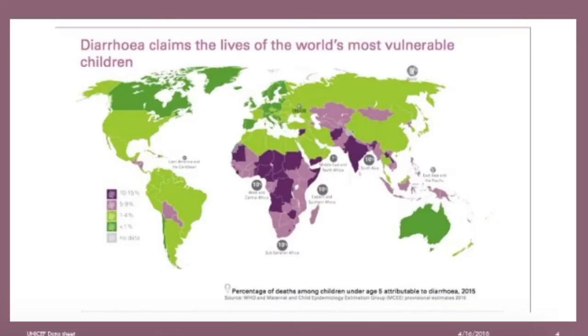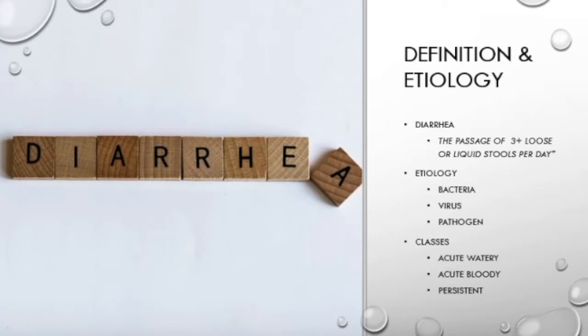Diarrhea is the second leading cause of death in children under age 5 worldwide. Children in developing countries are at a greater risk of developing diarrhea, yet they receive lesser quality health care. Diarrhea is defined as the passage of 3 or more loose, liquidy stools per day.